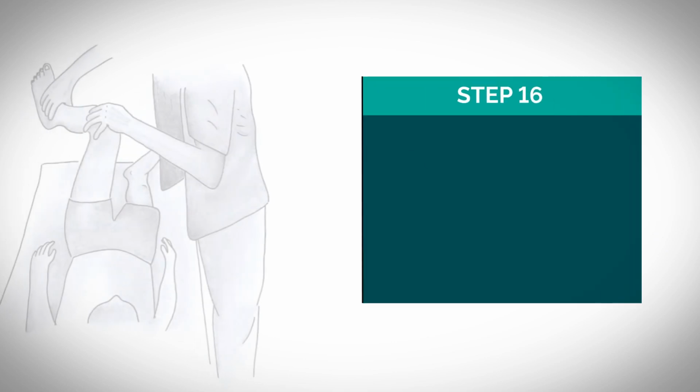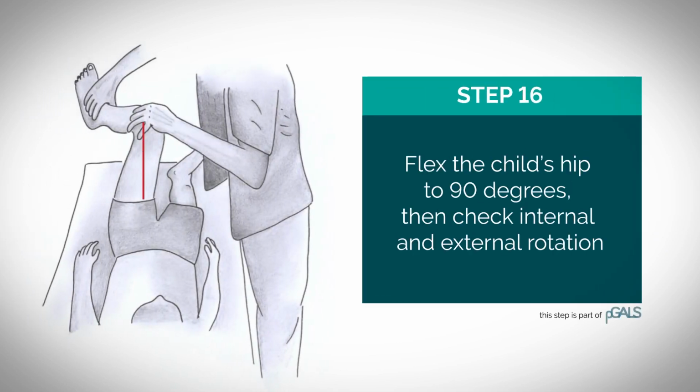Passively bring the knee and hip to a 90-degree angle and check the external and internal rotation at the hip, looking for any pain or restriction in range of movement.